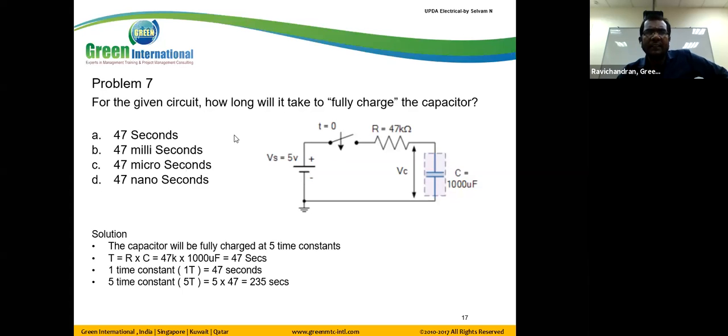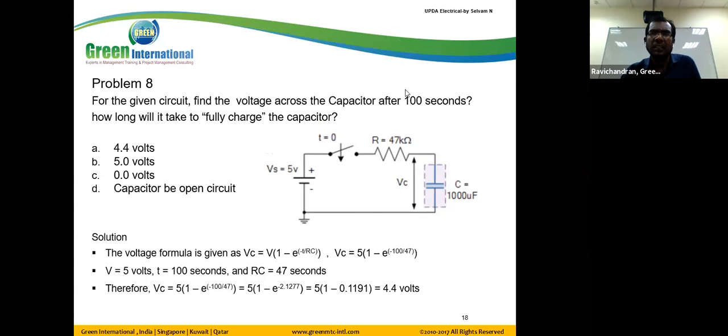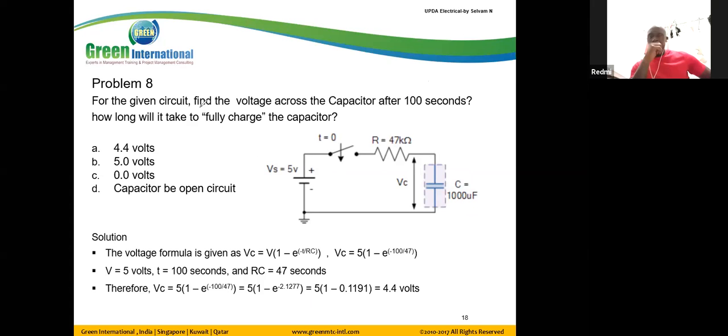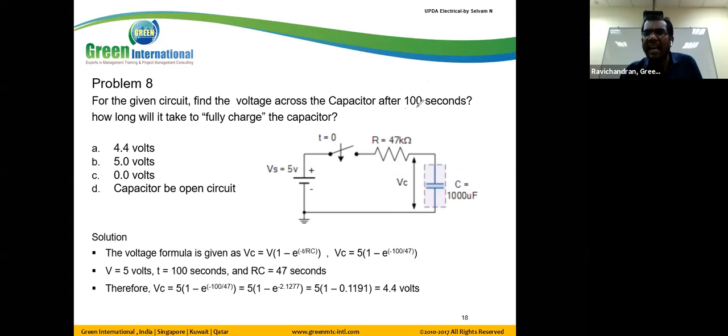So already we said that after 235 seconds, it reaches the full voltage. The applied voltage is 5 volts. So at steady state condition, it is 5 volts after 235 seconds. Okay. Now they ask, what is the capacitor voltage after 100 seconds?